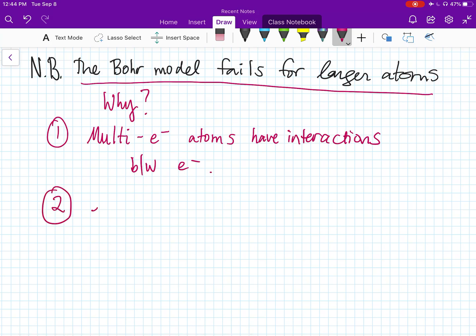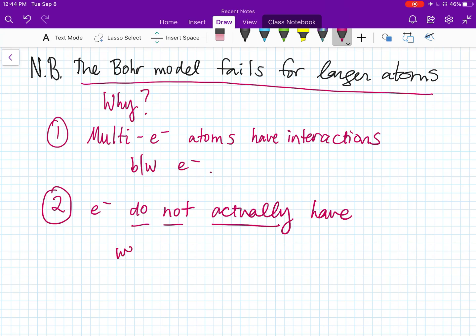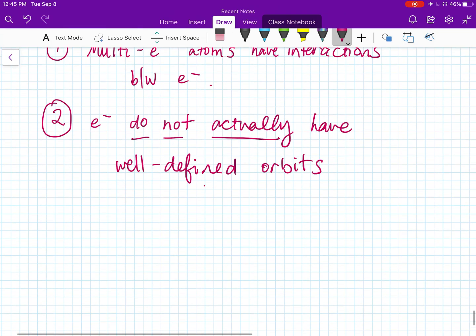The other major reason, which is what I want to talk about now as we're moving into the next section, is that electrons do not actually have well-defined orbits. So this is where that elementary school version of the Bohr model falls apart. In the Bohr model, it looks kind of like an onion. We have the nucleus at the middle and then all of these circular orbits. But I want you to remember the de Broglie wave equation.